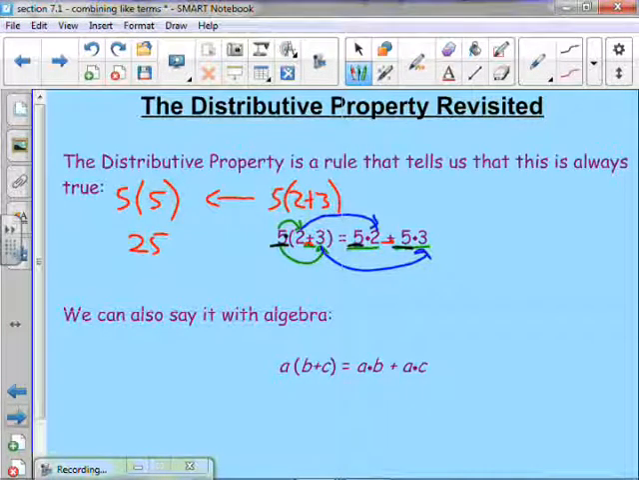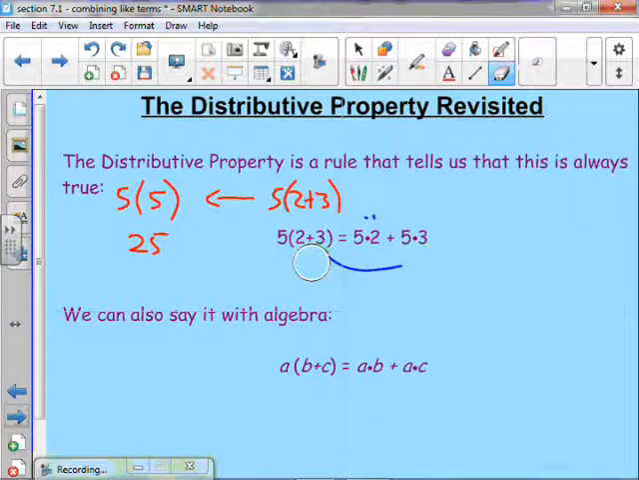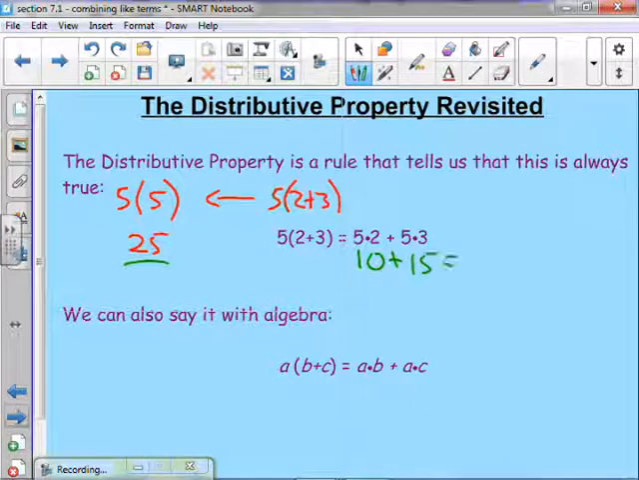Okay? Once again, I'm going to erase this so that we can see it a little clearer. And we'll see what actually happens, because we know that 5 times 2 plus 3 should give me 25, because I got it over here in the way we're used to. Let's see if I get the same thing over here. I get 5 times 2 is 10, plus 5 times 3 is 15. What's 10 plus 15? Well, most of the time that's 25, and I did get the exact same answer. So I know that this works.